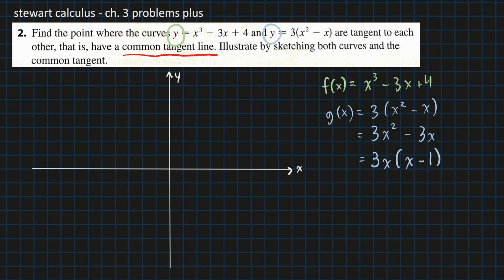So let's draw out both of these functions. Our g of x should have a root at x equals 0. That's because if we plug in x equals 0, we'll get y equals 0. If we plug in x equals 1, we'll get 1 minus 1 here, and y will also be 0. So let's say our other root's somewhere there.